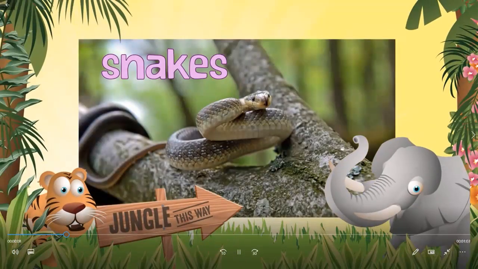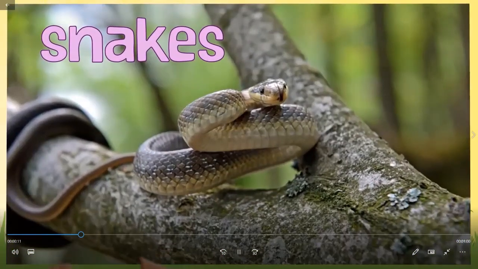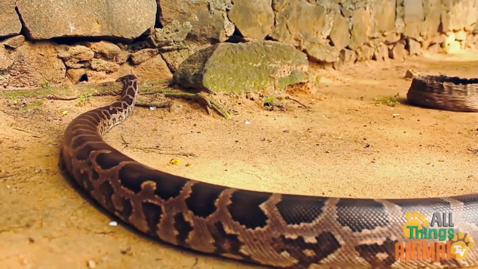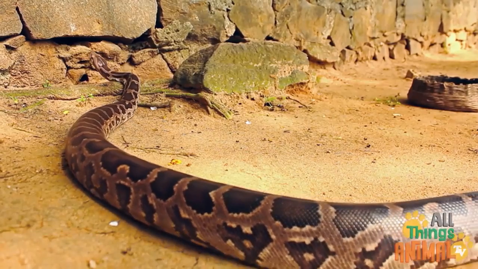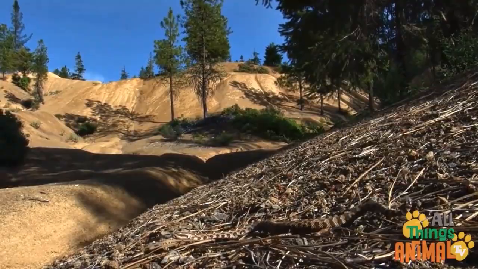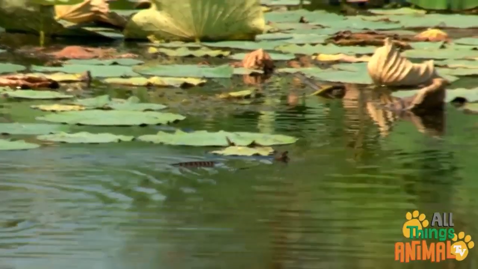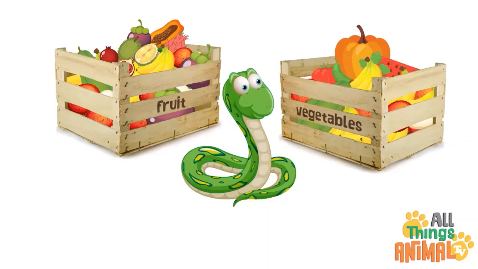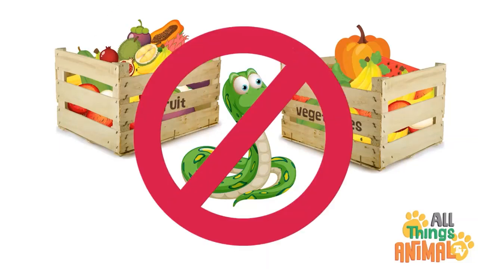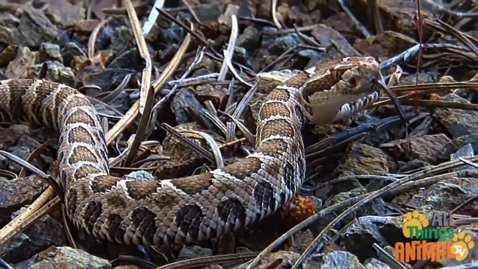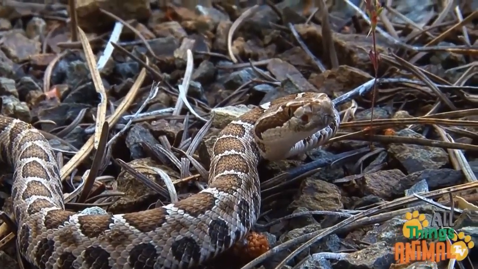Snakes. Today, we're looking at slippery snakes. Snakes have no legs, so they slide around on their bellies. That would be hard. But it doesn't slow snakes down. They are great climbers and swimmers. And you won't see snakes in the fruit and vegetable store. That's because they're carnivores, which means they eat meat, like small animals.